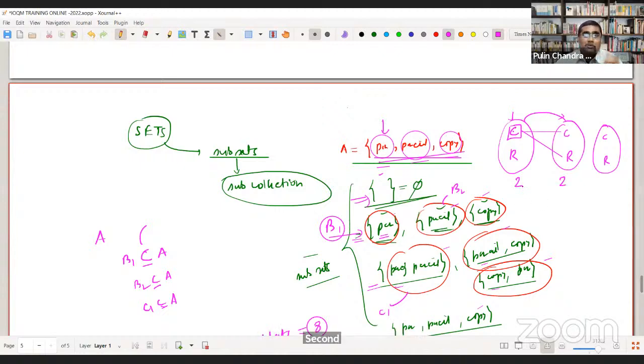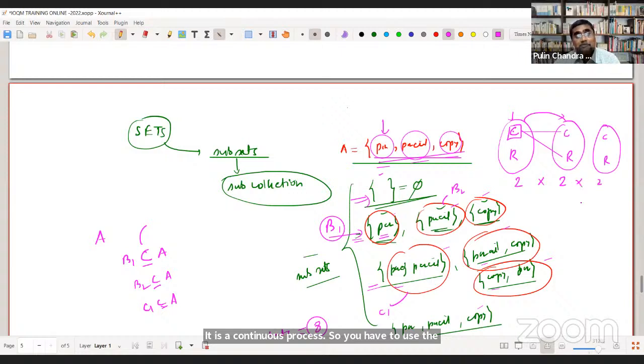Because your task will not be completed until you finish with all the tasks. That means it is a continuous process. So you have to use the multiplication principle. So it will be 2 into 2. So total 2 cube number of such collection will be there, in which you may be getting these options as well. RRR. So RRR means you rejected all the items. That means you are talking about the null set, empty set.